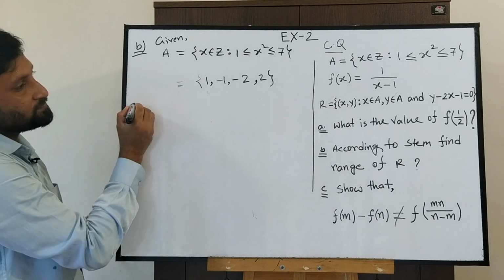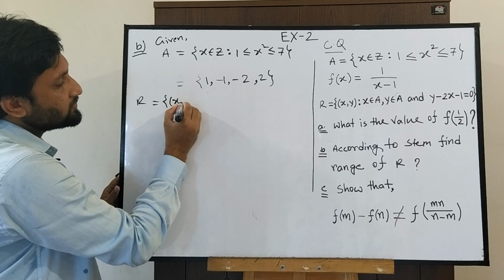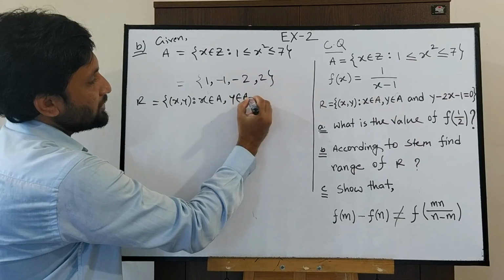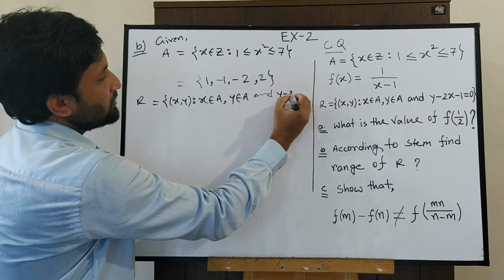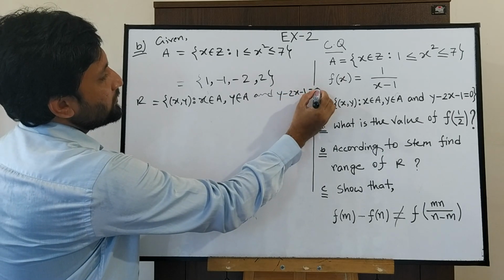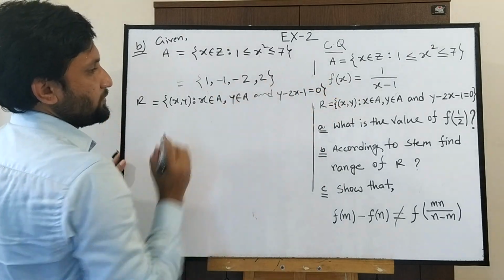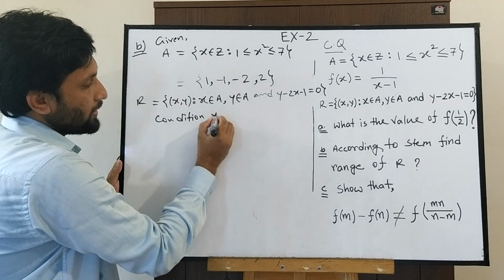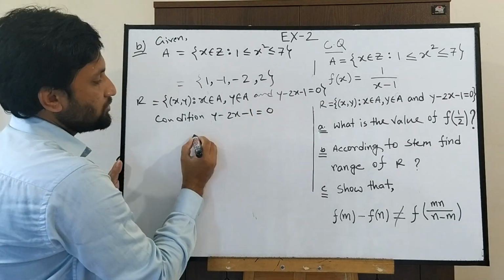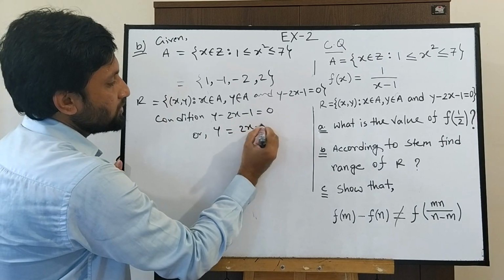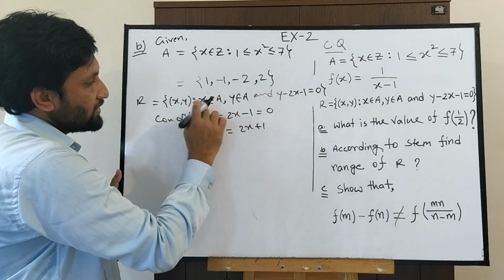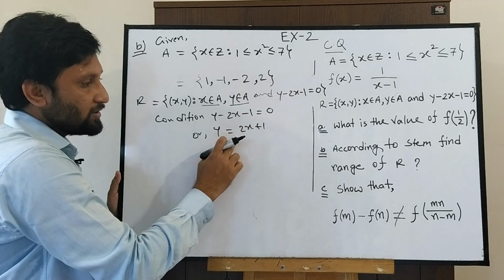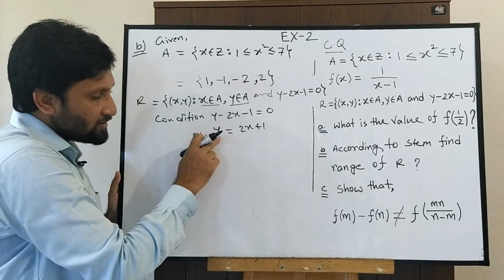Here the relation R is equal to {(x, y) such that x belongs to A, y belongs to A, and satisfies the following condition or equation: y - 2x - 1 = 0}. We can write it as y = 2x + 1. So here in this relation x is an element of A and y is an element of A, that means if we use the elements of A in this condition, we have to find, for different values of x, the value of y.